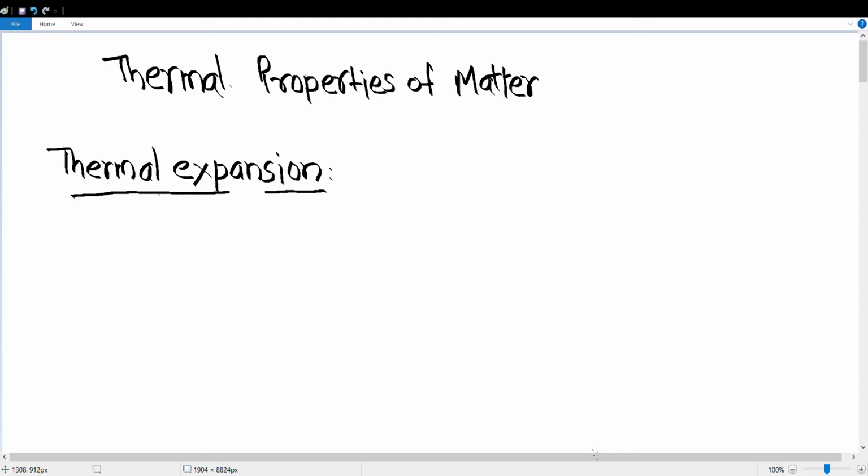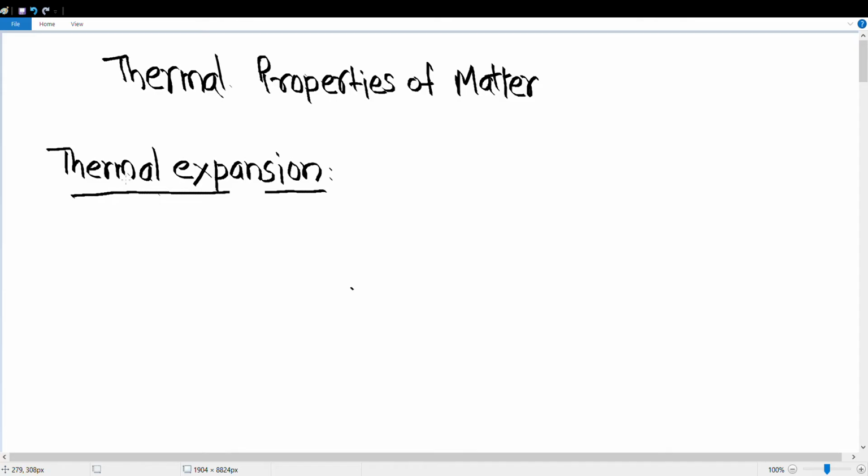Good morning, students. Let's continue the chapter thermal properties of matter. So far, we have seen thermal expansion. Thermal expansion is of three types: one is linear expansion, the second is areal expansion, and the third is volume expansion. What is linear expansion? The expansion in length due to thermal energy is called linear expansion.